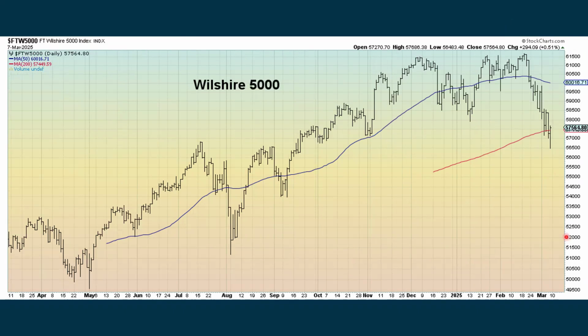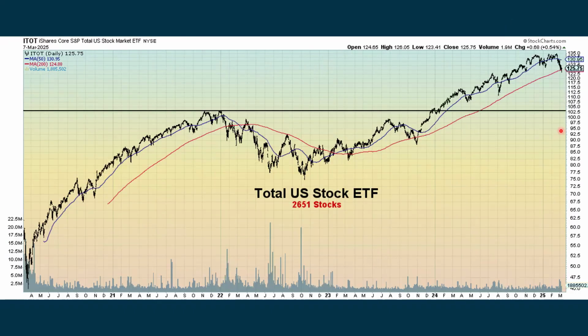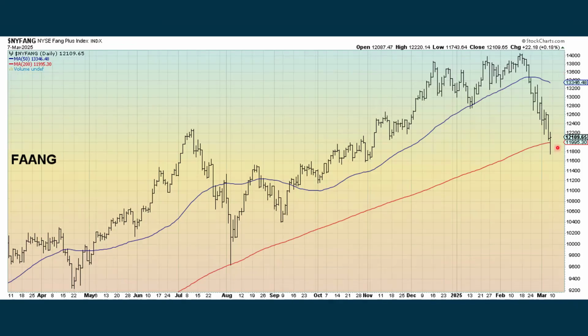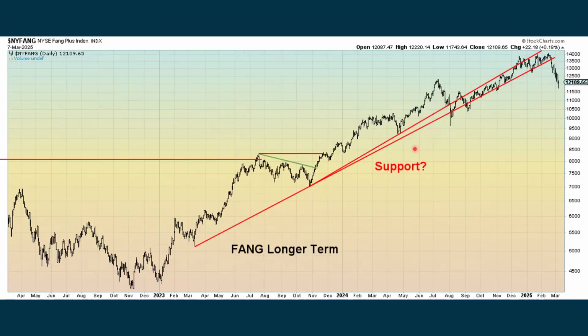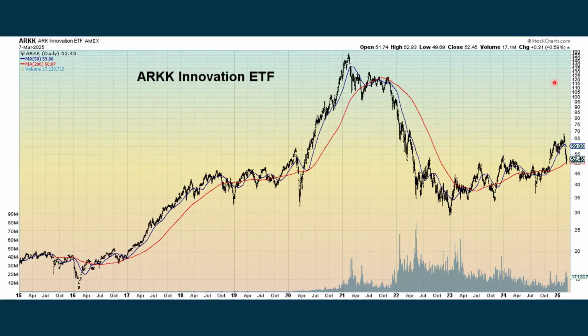The Wilshire 5000, which is a broad market index, actually fell underneath its 200-day moving average on Thursday, but it was able to get that back on Friday. Then another total US stock ETF is also testing its 200-day moving average. The FANG index is just barely above its 200-day moving average. But when we look at this longer-term trend line, we broke below it. And so this is some of the weakness that we've been seeing lately.